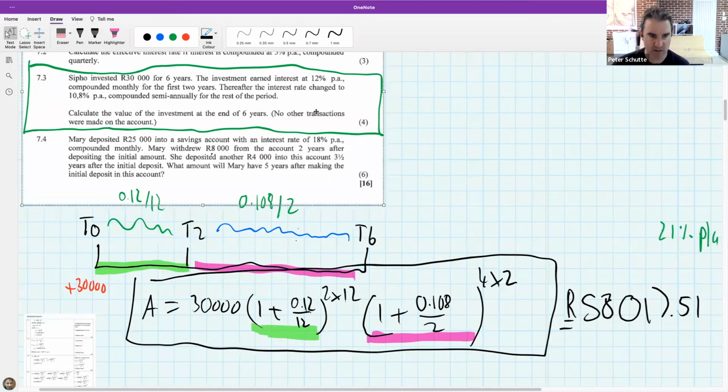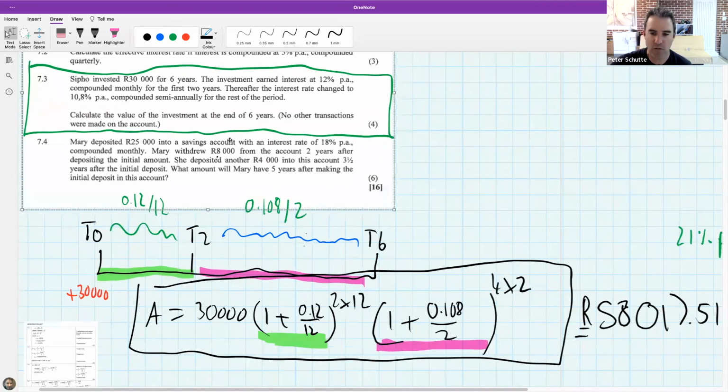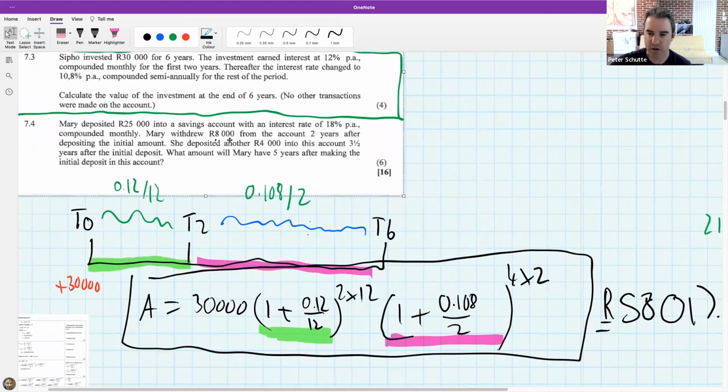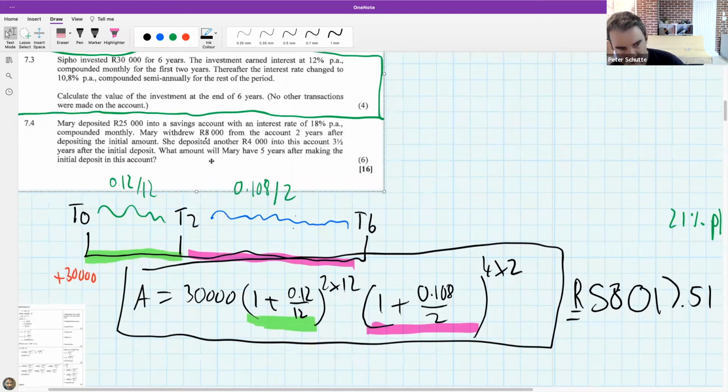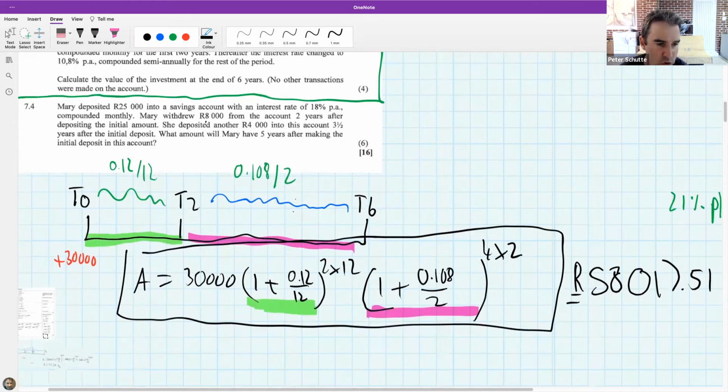Just before we start 7.4, I want everyone to read through 7.4 and tell me what is different about 7.4 compared to the other questions we've done so far. So take a moment, read through it, and what is a little bit different about 7.4 compared to the other ones? Shishana, let me go to you. What is a bit different about 7.4? Yeah. So here we're dealing with a withdrawal, so money is going to be taken away from the final amount that we get. Perfect. So basically, there's an added complexity because of the withdrawal.